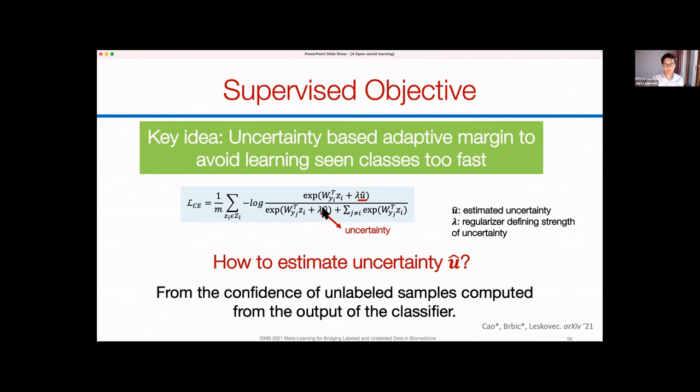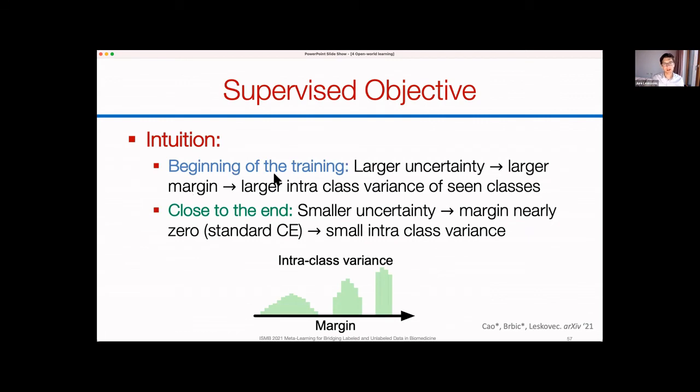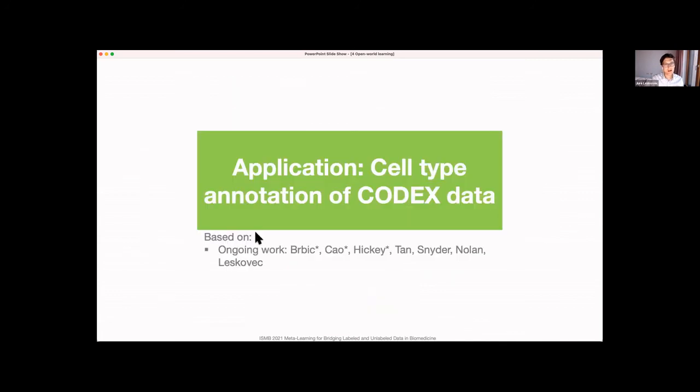And the way we estimate this uncertainty term is from the confidence of unlabeled examples computed from the output of the classifier. So the intuition here is that at the beginning of the training, we have larger uncertainty, we have the larger margin, so we have larger intra-class variance between the seen classes. And as the training converges and continues, we have a smaller uncertainty, margin gets to 0, and we are approaching the standard cross entropy loss, where we have small intra-class variance, right? Where our predictions are getting more and more narrow, more and more certain.